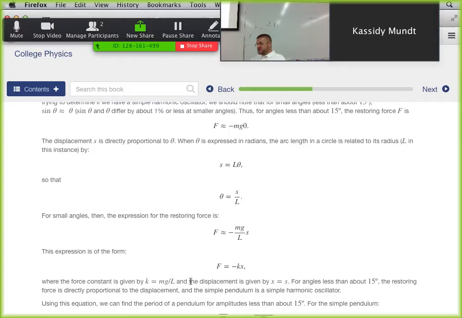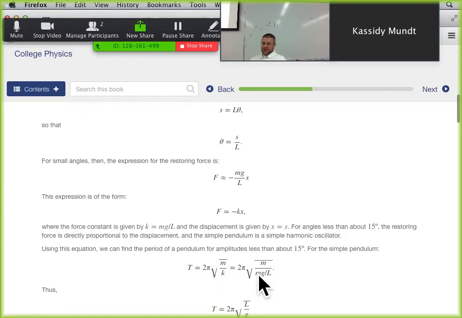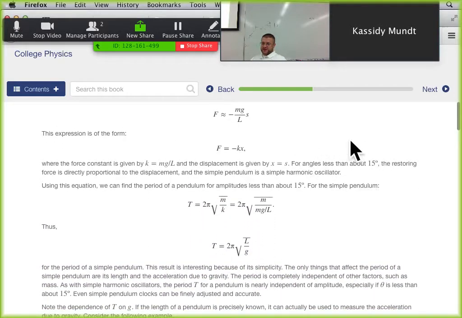So it behaves just like simple harmonic oscillators to a point. You can't pull it out too far, right? The length of your string needs to be very large compared to the traveling distance of your oscillator. It works for angles less than about 15 degrees in general for longer pendulums.